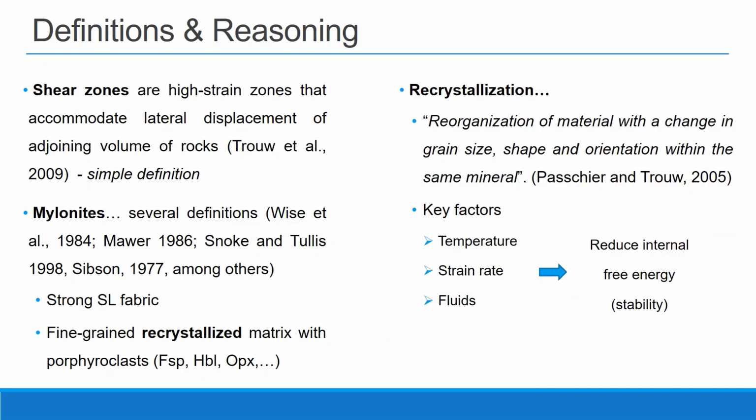So one thing that I think is really important for us to understand about geochronology of shear zones is that mylonites are rocks that are recrystallized. So when we think about recrystallization, which again, the simple definition is the reorganization of material with a change in grain size, shape, and orientation within the same mineral, for example, quartz, which is very common in mylonites. And the most important factors for recrystallization are temperature, strain rate, stress flow, and fluids. And this is all to reduce the internal free energy, looking for the mineral's most stable situation.